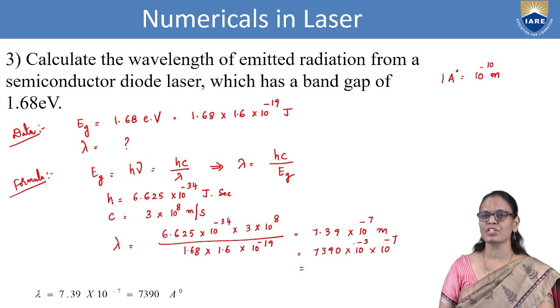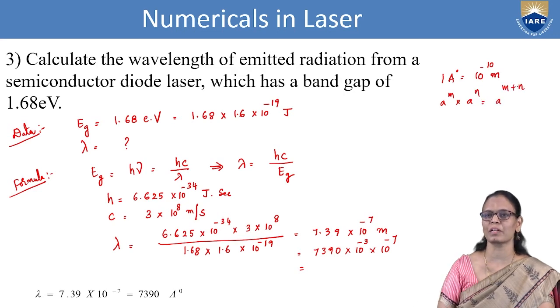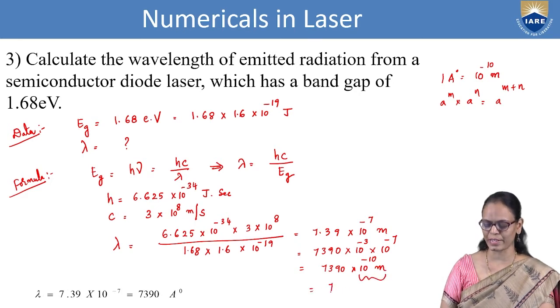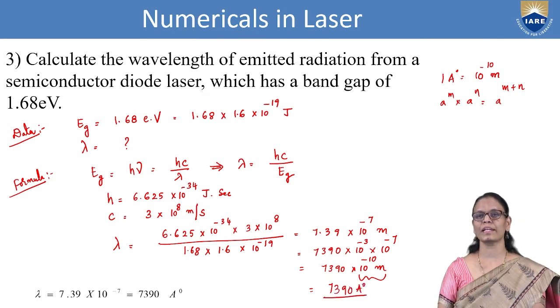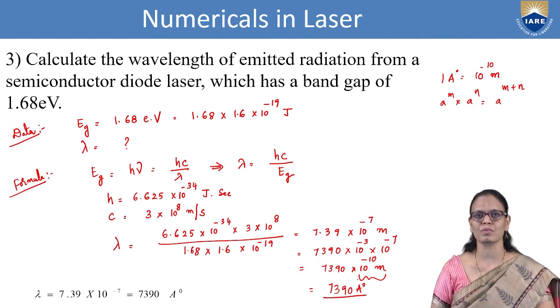So after shifting the decimal place, we get 10 power minus 3. We already have 10 power minus 7. So 10 power minus 3 into 10 power minus 7, a power m into a power n is equal to a power m plus n, basic formula. So this will be 7390 into 10 power minus 10 meter. And 10 power minus 10 meter is 1 angstrom. So we can simply write it as 7390 angstrom. So the wavelength is expressed in angstroms as 7390 angstroms.